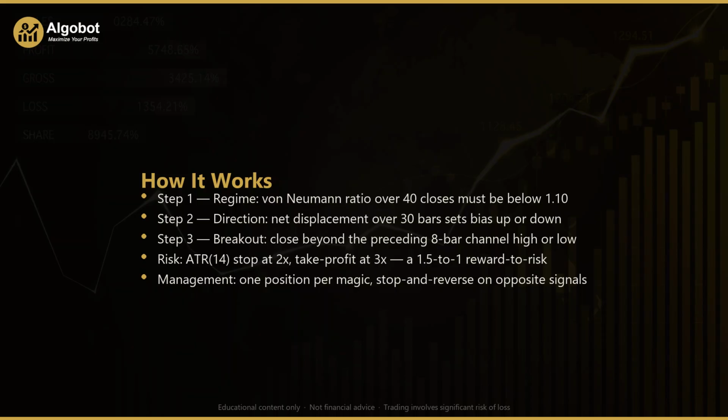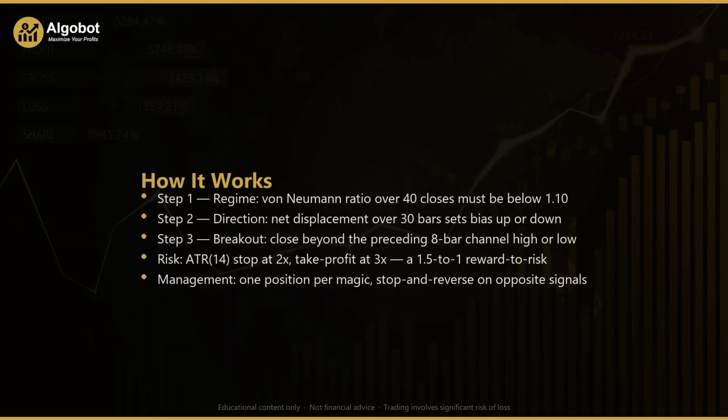The second step is direction. The strategy looks at net displacement over the trend period of 30 bars, comparing the most recent close with the close 30 bars earlier. If price is higher now, the bias is up. If it's lower, the bias is down. If there's no net change at all, it passes.